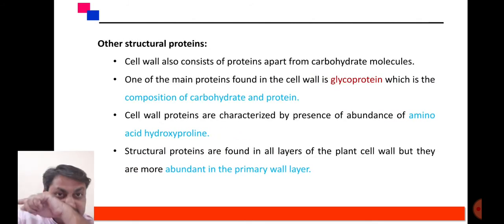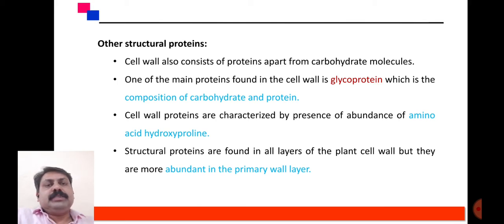Including the carbohydrate residues, that is cellulose, hemicellulose, then pectin, pectic acid, it has other structural protein. Now here we can focus on the structural protein. So basically the proteins are either structural or functional proteins. Functional proteins have their role in synthesis of enzymes, or they act as an enzyme, and they have some functions, especially in the plasma membrane.